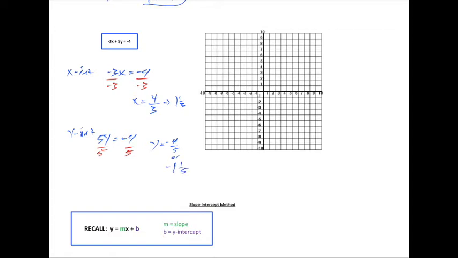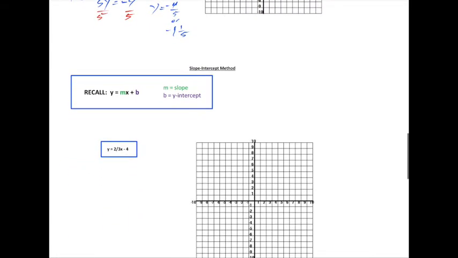Now, because these are fractions, they're going to be a little challenging to put on our coordinate plane, so we're just going to have to estimate a little bit. So our x-intercept is at 1 and 1/3, and our y-intercept is at negative 4/5, so right about there. And then we connect our dots and extend it to show our line. So that's the intercept method.